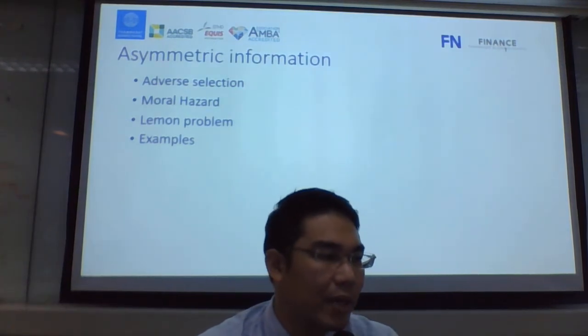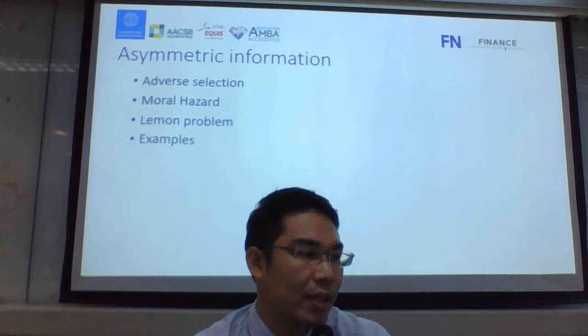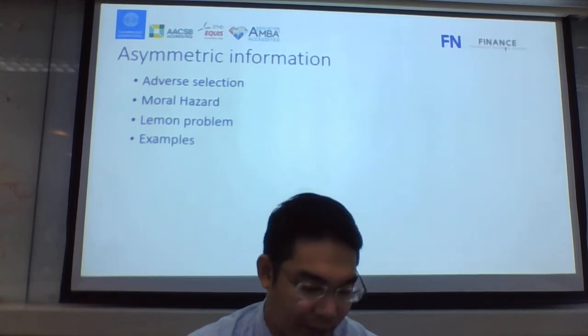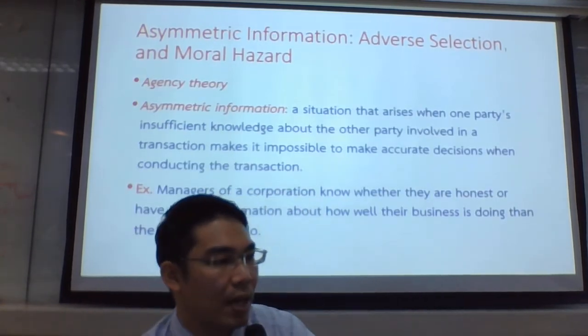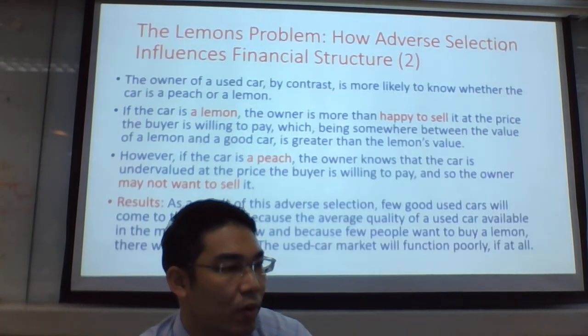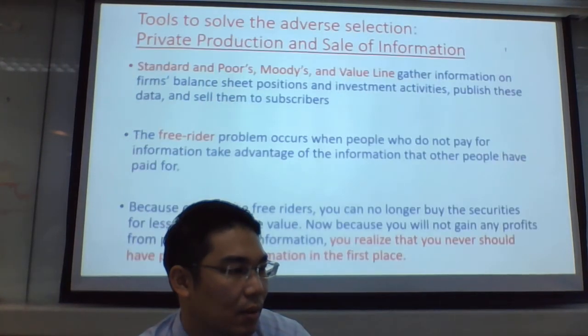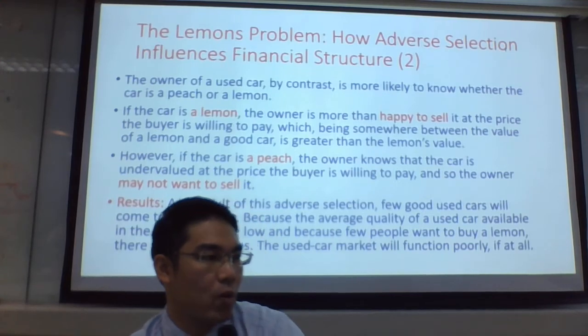And when we talk about the asymmetric information, we mean adverse selection and moral hazard. Okay, adverse selection and moral hazard. Today I will talk only about adverse selection. Okay, and then I will let you go. Okay, let's see.